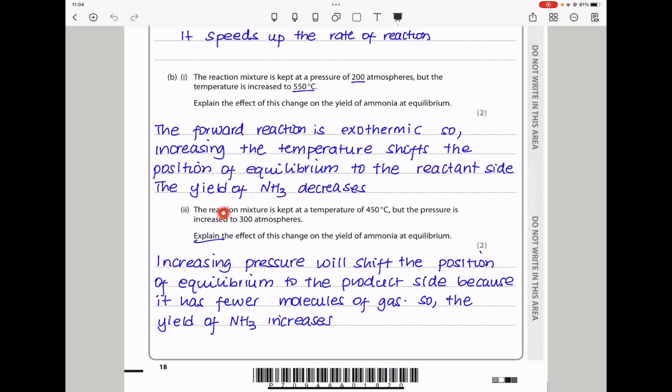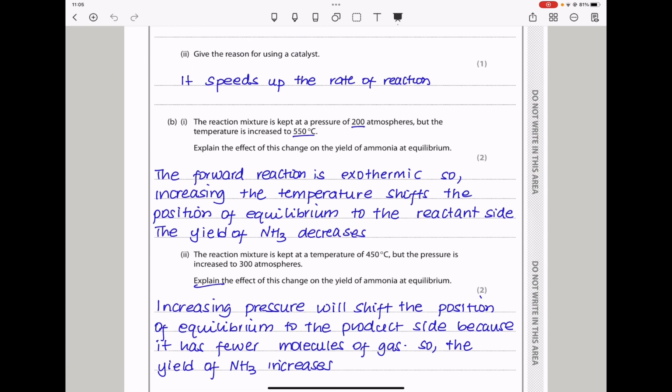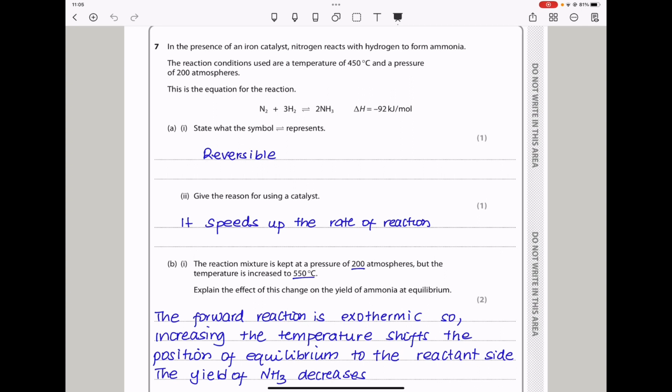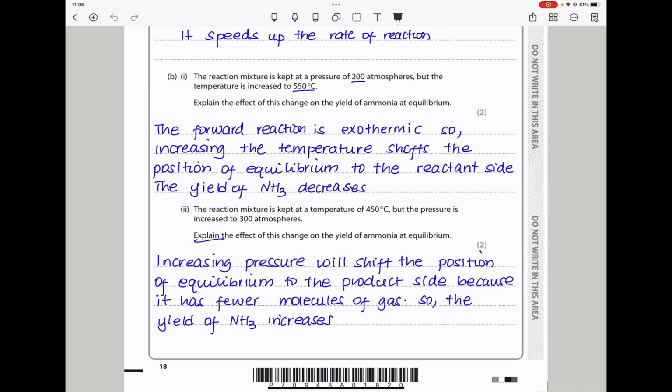Then they say the reaction mixture is kept at a temperature of 450 degrees Celsius, but the pressure is increased to 300 atmospheres. Explain the effect of this change on the yield of ammonia at equilibrium. So this is about increasing pressure. We go back here and see the product side has 2 molecules and the reactant side has 4. So increasing pressure shifts the position of equilibrium to the side that has fewer molecules of gas. So that means more ammonia is going to be produced. So here I said, increasing pressure will shift the position of equilibrium to the product side because it has fewer molecules of gas. So the yield of ammonia will increase.